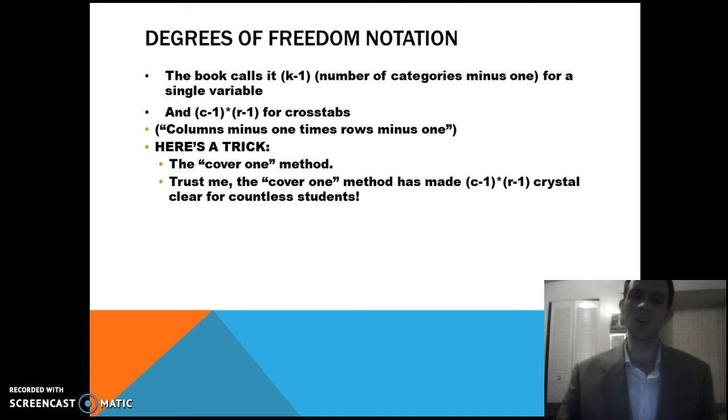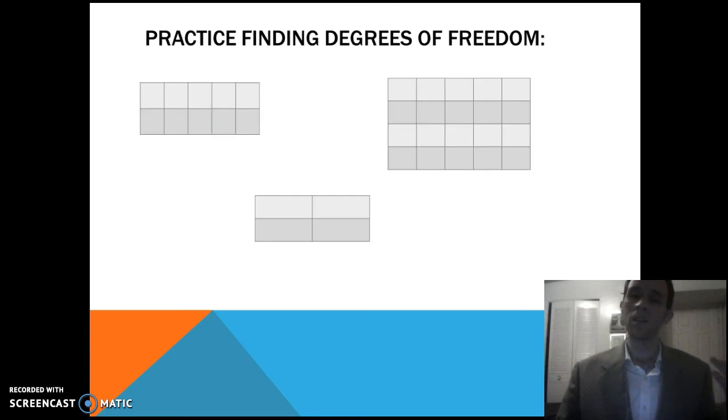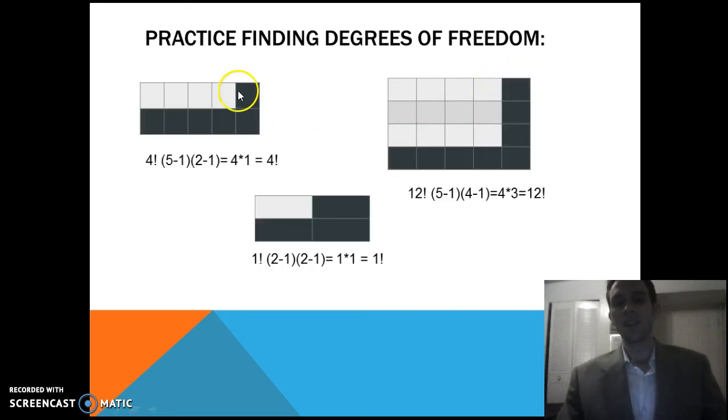So this is the cover one method. You can have any table and you cover one of the columns and one of the rows and count the remaining cells. So we're going to figure out the degrees of freedom in every single one of these tables, and they're blank, just pretend some numbers are in here, using the cover one method. Ready, go. Here we take away this, and we take away this. We have 1, 2, 3, 4 left.